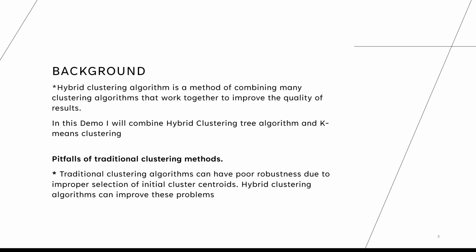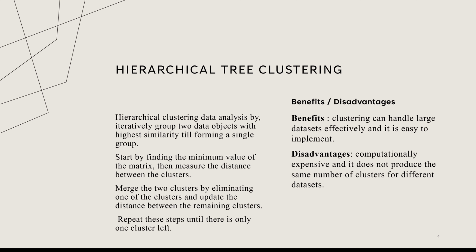So, some background. A hybrid clustering algorithm is a method of combining two clustering algorithms and using them to work together to improve the quality of results. In this demonstration, I'm using agglomerative hybrid clustering and k-means clustering. A pitfall of traditional clustering methods, which means you're only using one, is that they have poor robustness due to improper selection of initial cluster centroids. If we don't have proper selection of those initial points, then information can get wonky.